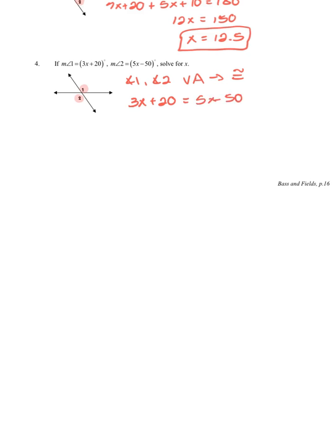Move my variables over to the right. I'm going to get a 2x. Move my 50 to the other side to the left. I'm going to get a 70. x equals 35. And I went ahead and circled that before I actually reminded us that we were just asked to solve for x. So we're all done on that, and we are going to explore a little bit more of these angle relationships when you come into class.